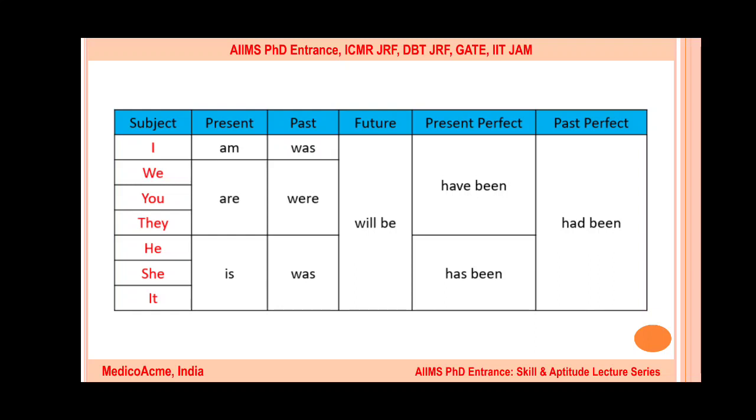For I, we, you, they, have been and had been are used. Had been is used in the past perfect for all pronouns. Subjects are basically nouns or pronouns, they both are subjects. For he, she, it, was is used in the past. For we, you, they, are and were are used. Will be is used for everything. Has been is used for it, she, he. Are, were, have been, same thing. I is the special case where am is used; I is basically the person. Was is used along with he, she and it.